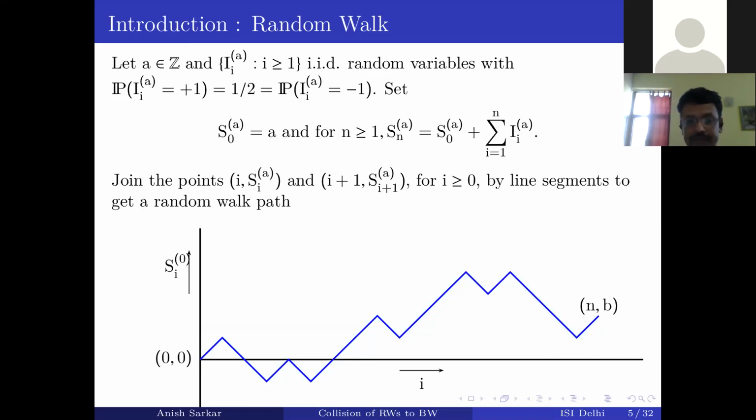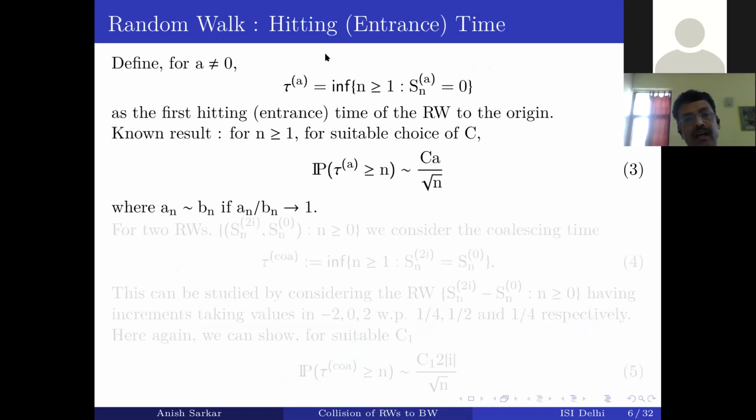But now we're going to focus on the entrance time, or the hitting time. I'm going to take A to be non-zero, and we are looking at the first time that the random walk started at A hits 0. Okay, so this is the entrance time to 0, to the origin.